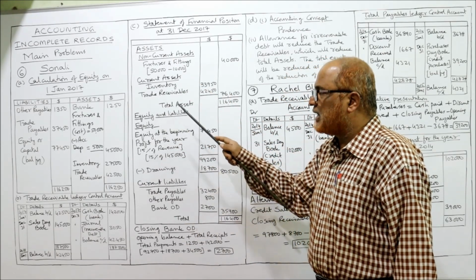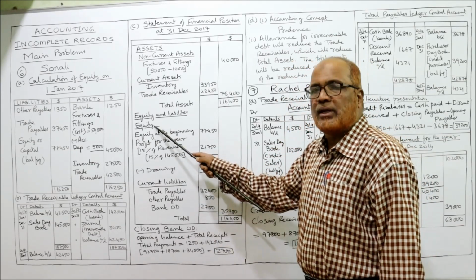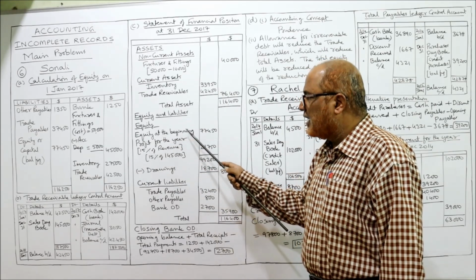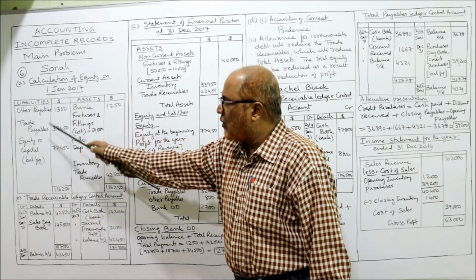The remaining half is equity and liabilities. Under equity and liabilities, first we take equity. Equity at the beginning of the year. Already we have calculated this, the beginning, 1st January. How much equity did we get?